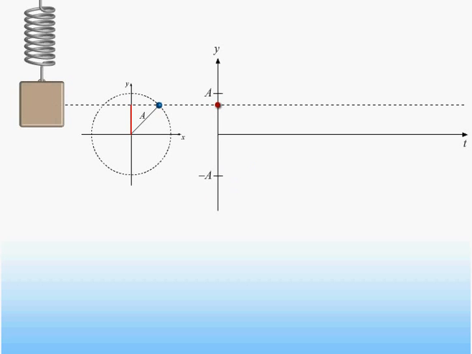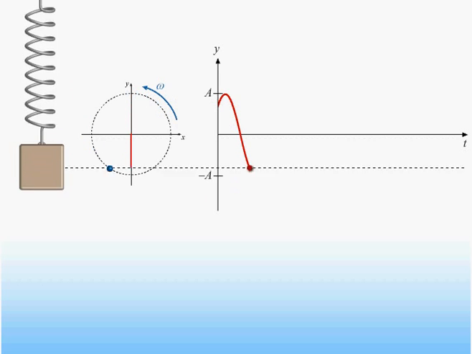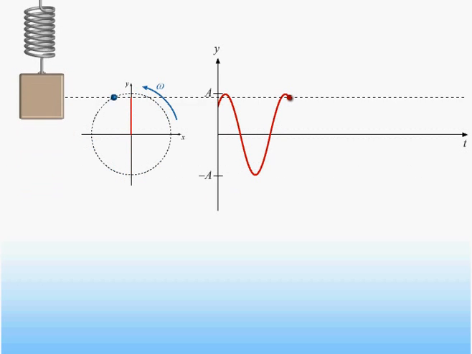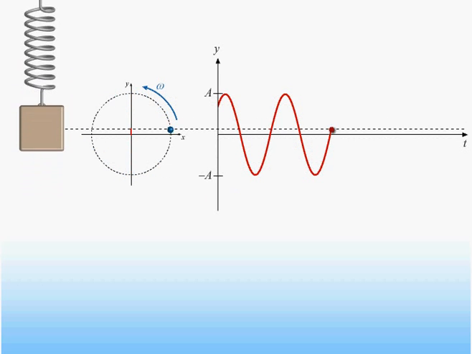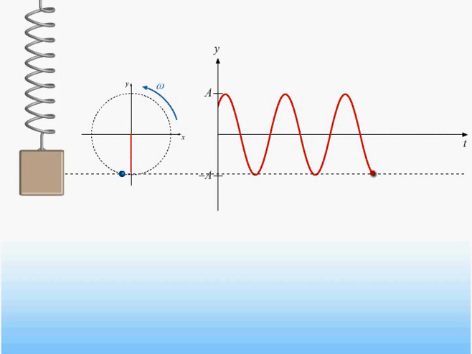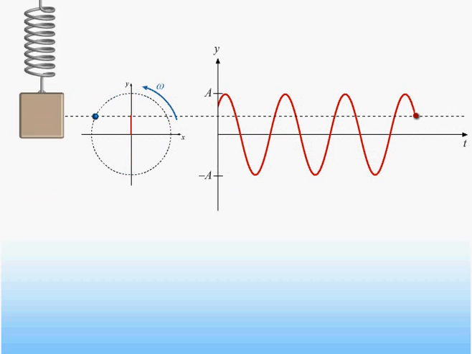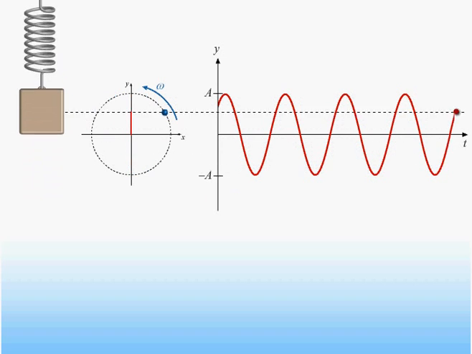Third, we demonstrated that simple harmonic motion, specified by an angular velocity omega and an amplitude A, can also be represented as the projection of an object moving in a circular path of radius A with constant angular velocity omega along an axis that passes through the center of the circle.